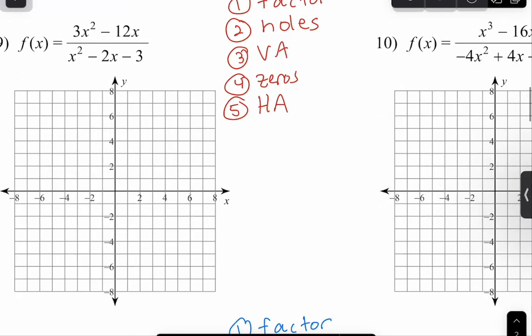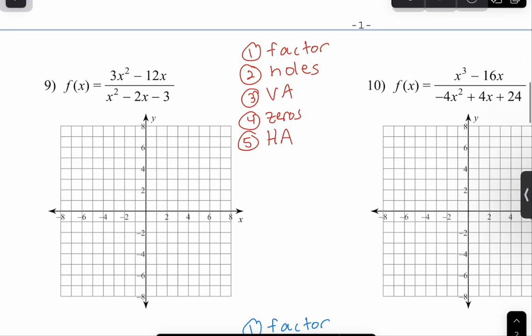Okay, let's take a look at problem 9. We're going to get it in factored form. On the top, I can take out a 3 and an x, and then I'm left with x minus 4. The bottom is a nice factorable piece. That is x minus 3 and x plus 1. So I have it factored. I know we haven't come across one with a hole in it. I think that'll happen eventually. But there's no factor on top that is a match on the bottom. So there's no hole.